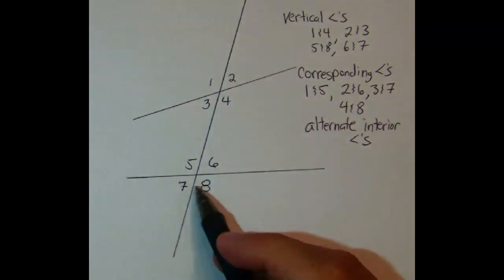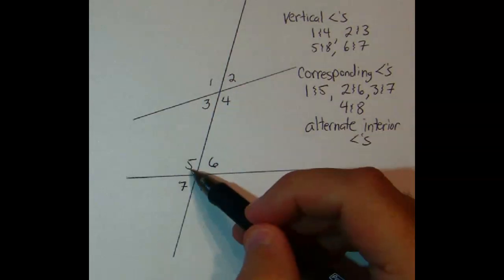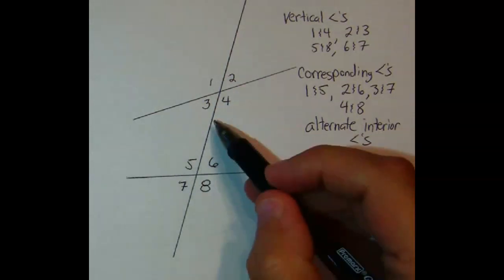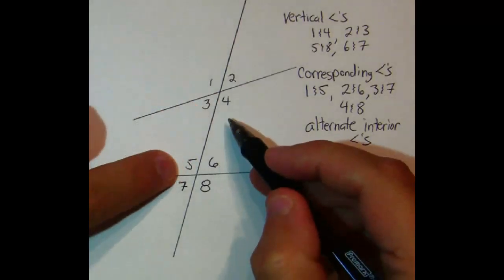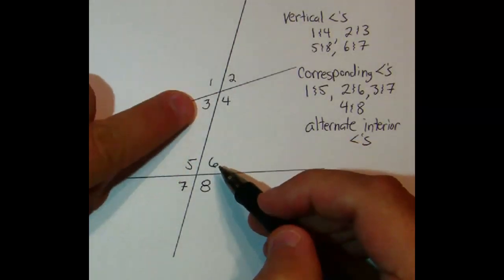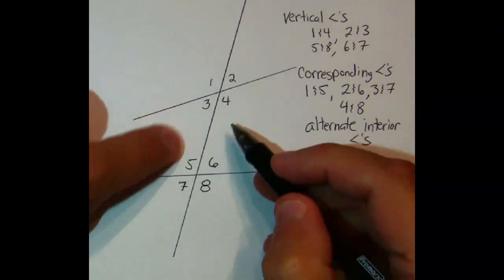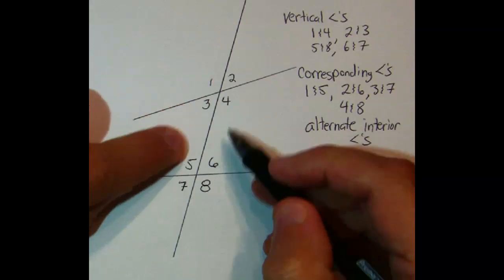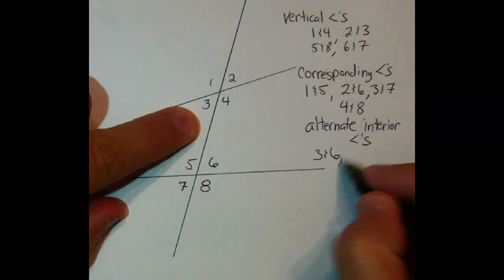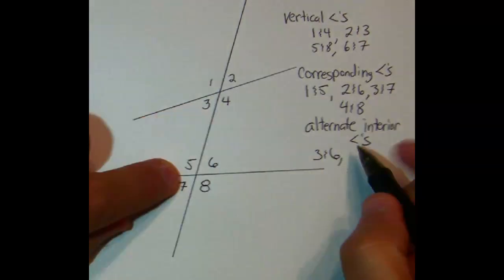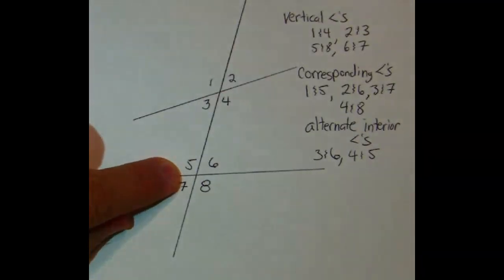1 and 2, 7 and 8 are outside angles. But look where 3 and 4, 5 and 6 are. They're on the inside. So we're going to switch or alternate on the inside. 3, 6, 4, 5. See, they're alternate interior. So 3 and 6 are alternate interior. 4 and 5 alternate interior. That easy.